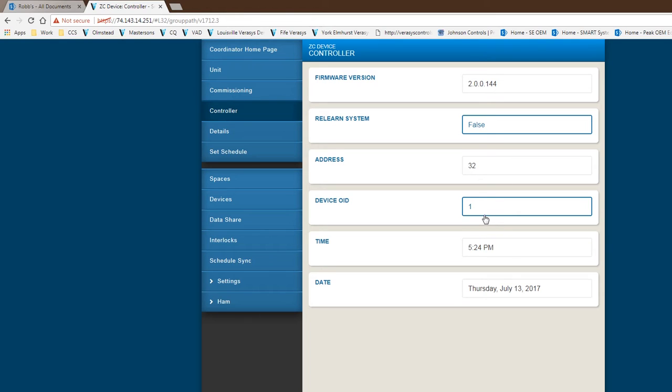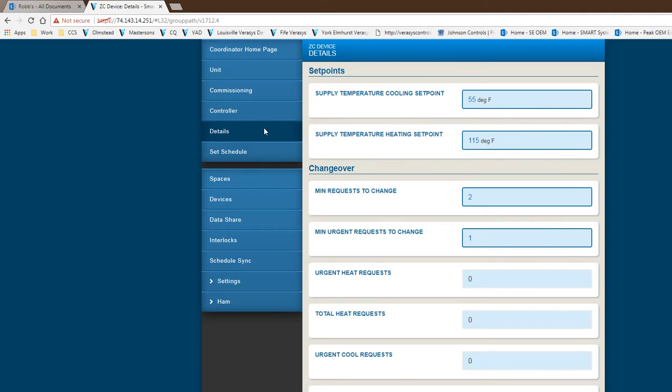The other options here from a controller perspective, it gives you the firmware revision, it gives you the address, which is a dip switch on the zone coordinator itself, and then you can change the device ID on this, which is the BACnet ID, and it does have your time and date. The relearn part of this is whenever there's some sort of issue, possibly with a zone damper that is not part of the system, or a sensor that needs to be part of the system, you basically do a relearn, and it understands what the system needs to do based on the inputs and outputs that are in the system.